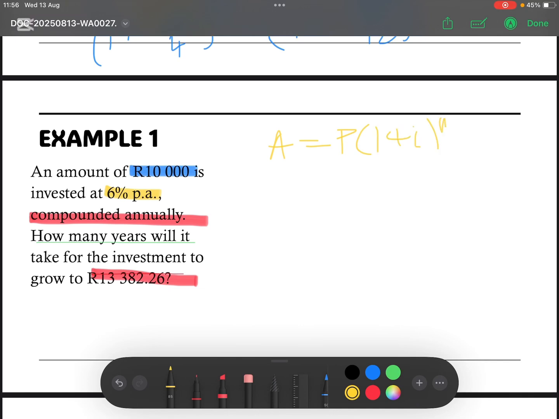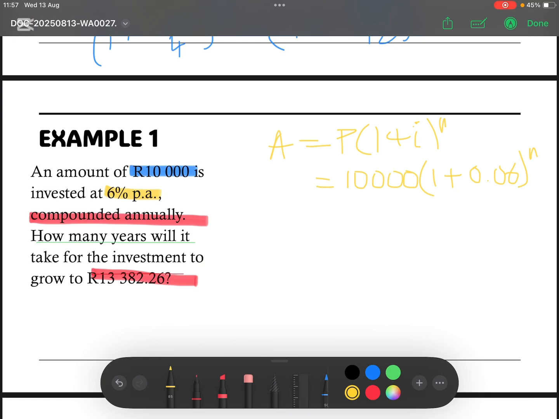Then we have A equals P times (1 + i) to the power of n, right? And it's compounded annually, meaning we're not going to multiply n by anything or divide the interest rate. So the initial amount, or the principal amount that was invested initially, which is P, will be 10,000, times (1 + 0.06). That's your interest rate, you divide it by 100.